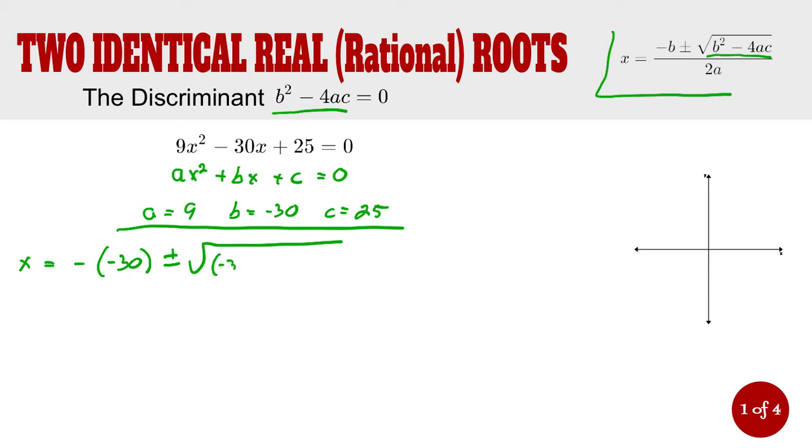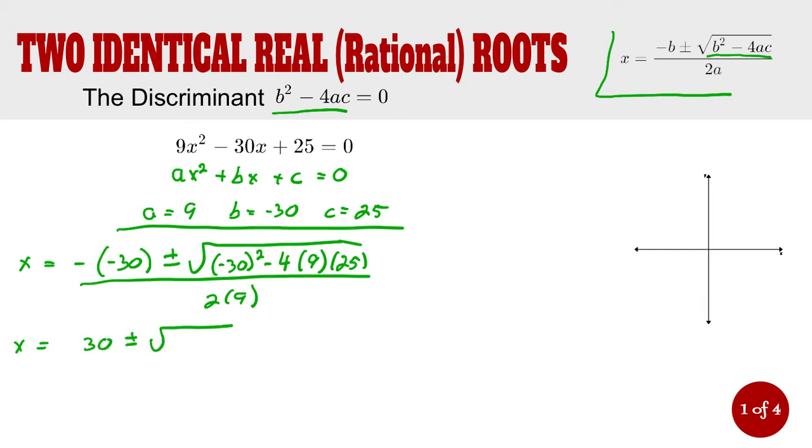So we have b squared minus 4 times a times c all over 2a. Simplify, the double negative becomes positive. And now it's a really good idea to do everything inside the radical sign in one calculation, and that will become 0. And that is all over 18.